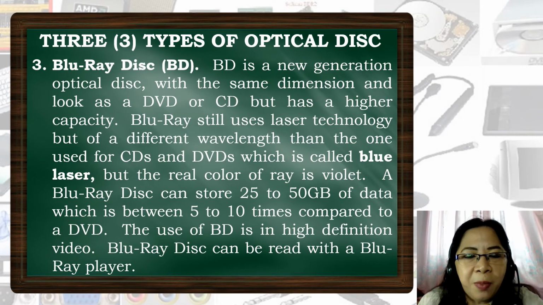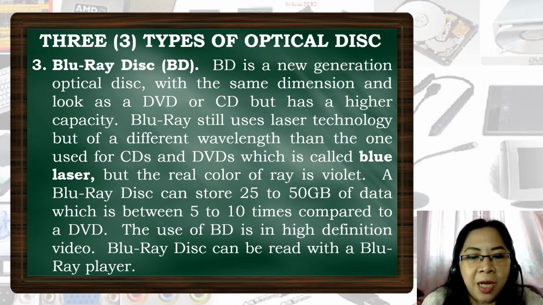The third type of optical disc is the Blu-ray disc or BD. BD is a new generation optical disc with the same dimension and look as a DVD or CD, but has a higher capacity. Blu-ray still uses laser technology, but of a different wavelength than the one used for CDs and DVDs, which is called blue laser, but the real color of the ray is violet.